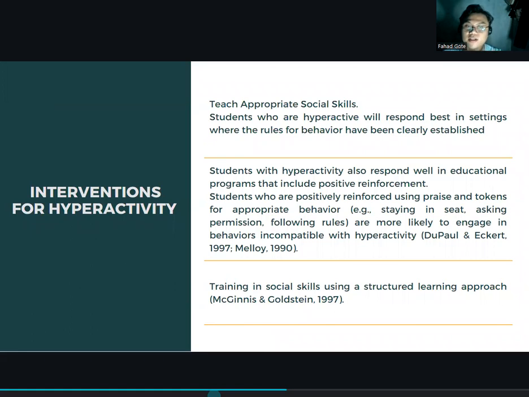Interventions for hyperactivity. A number of effective strategies are available for decreasing hyperactivity, but few studies focus solely on hyperactivity. Most of the research focuses on hyperactivity combined with inattention and impulsivity, the construct of attention deficiency. The most popular of these interventions include persistence of reinforcement consequences, social skills training, and cognitive behavior management. The first is to teach appropriate social skills.